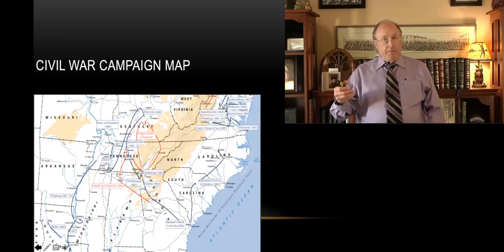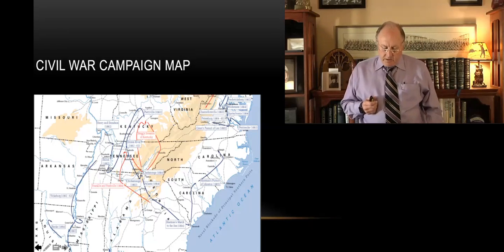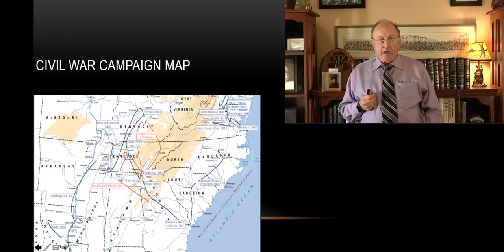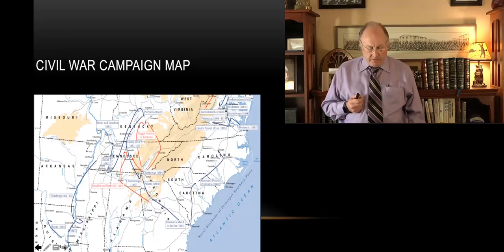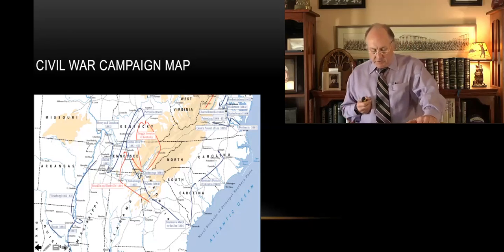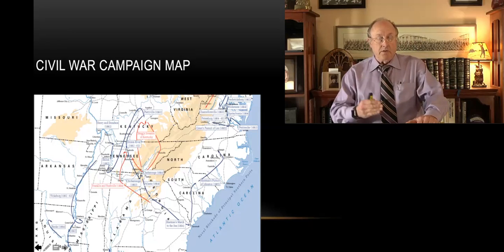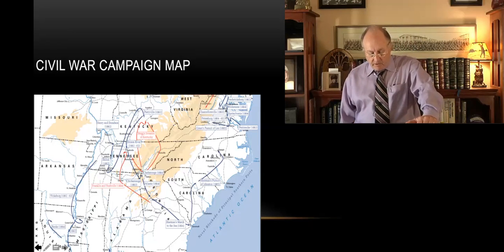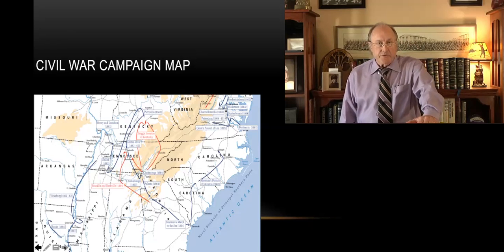And so in February of 1862, Grant led attacks on Confederate Forts Henry and Donelson. And he captured 12,000 Southerners at Donelson. And so now he is aggressively placing Union forces in the southern state of Tennessee.